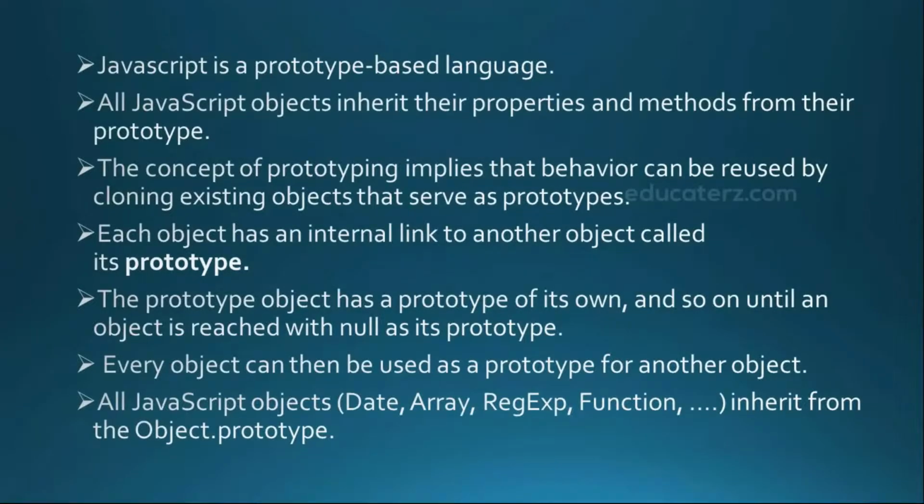Finally, in the sense that when you use a Date object, it will inherit the properties and methods from Date.prototype, and that will internally inherit from Object.prototype. Similarly, an array will inherit the properties from Array.prototype, and that will internally inherit the properties of Object.prototype. So this is a chaining kind of thing.